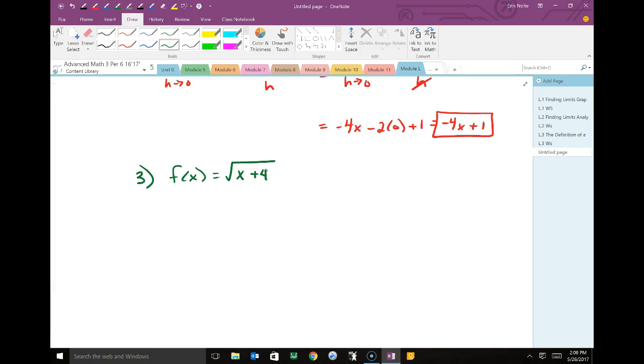Okay, so we can use this definition on any function. And they can get super complicated. We won't go super complicated this year. We'll get super complicated next year.